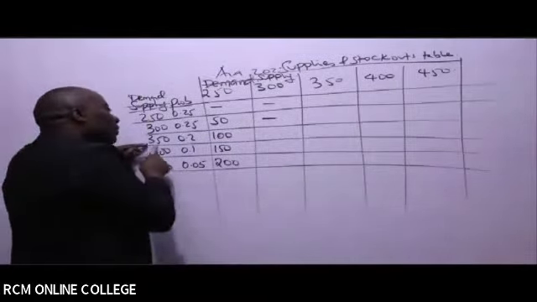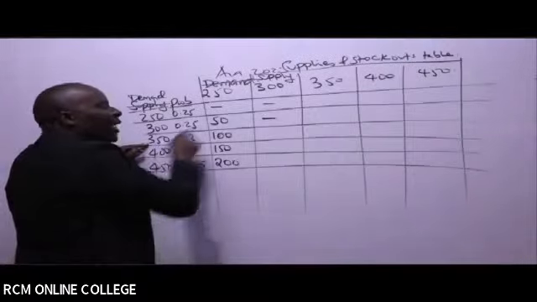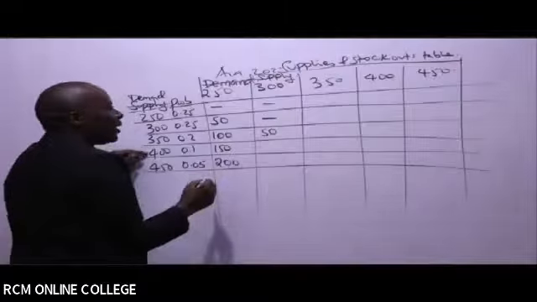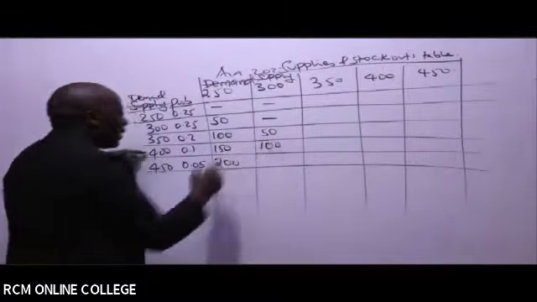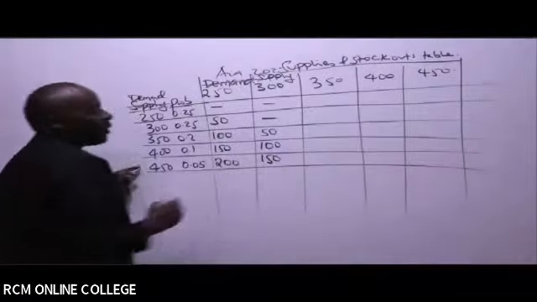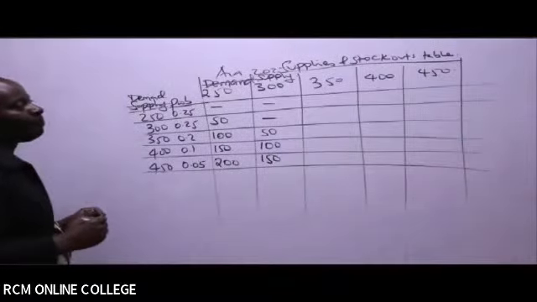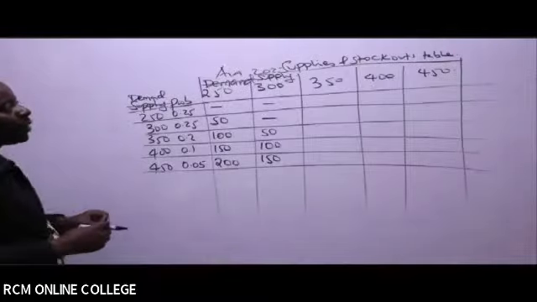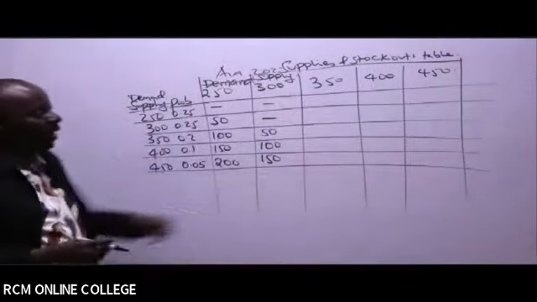But should they come 350 and I had supplied 300, I will disappoint 50. Here I will disappoint 100. At this level of demand, I will disappoint 150. Now, can you kindly fill everything up for me now?